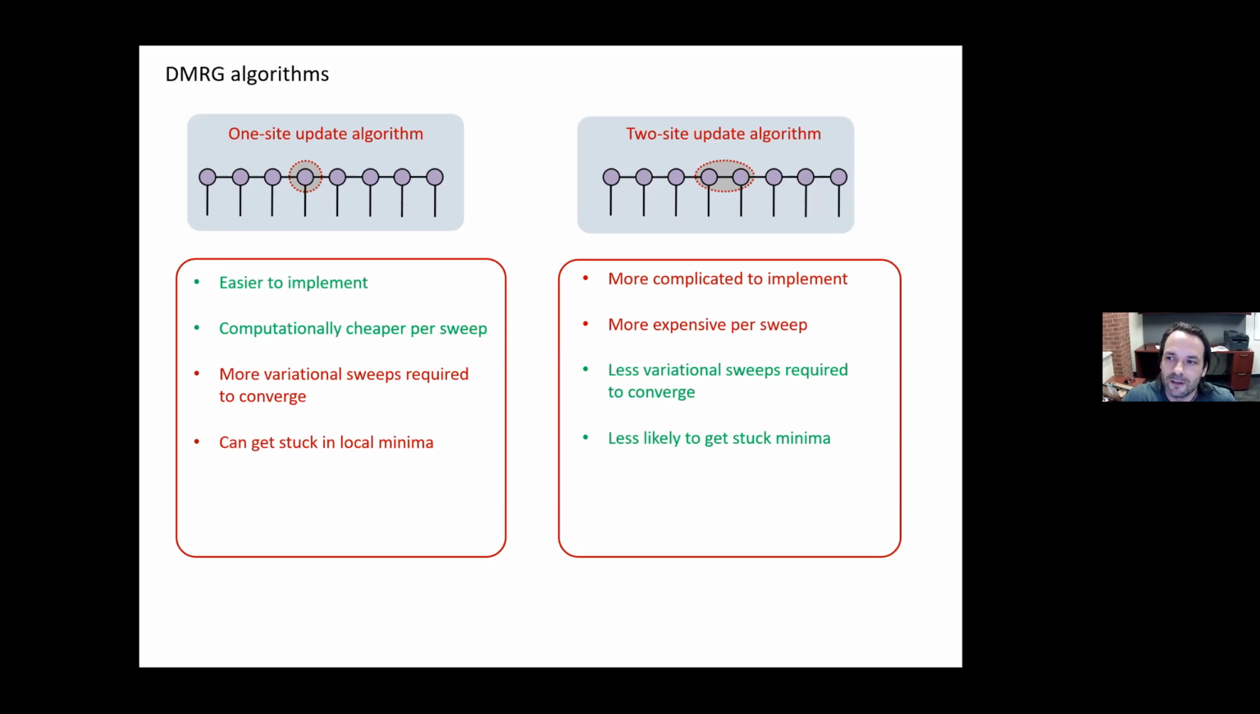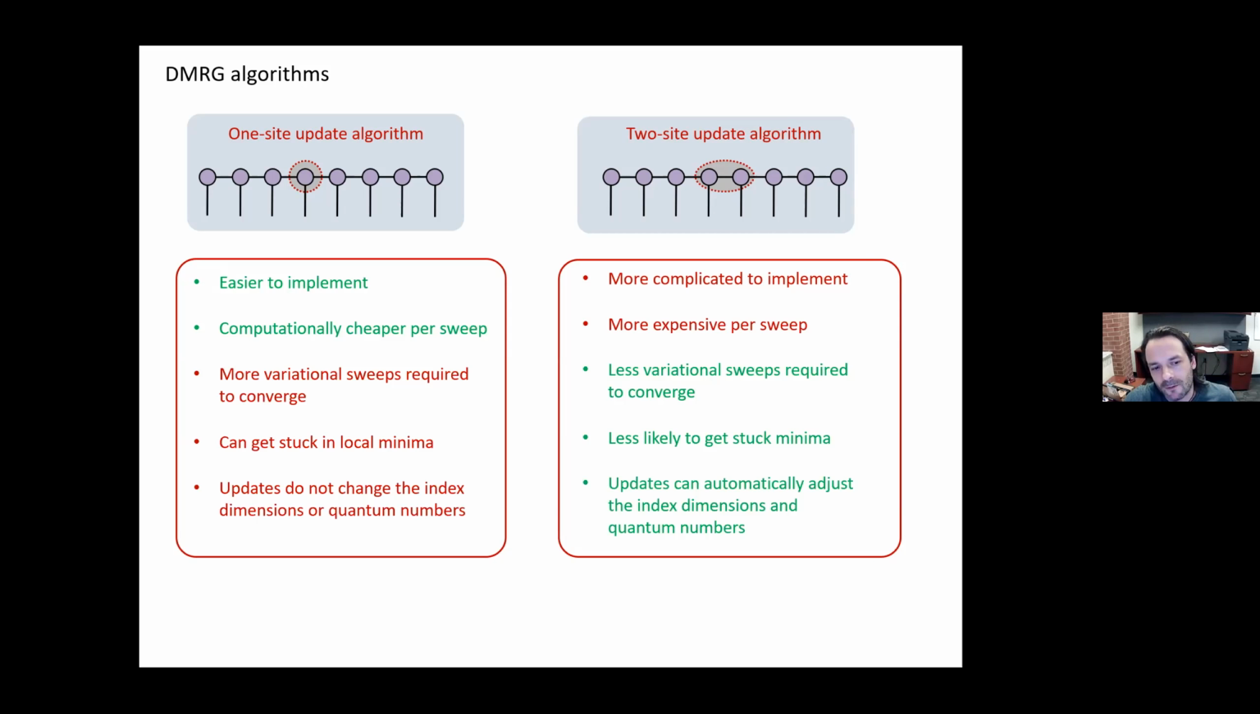Okay, so you can imagine it's sometimes a problem that you get stuck, you don't converge to the true minimum you're trying to find. And this is just more likely to happen with a one-site algorithm. There are many cases you can imagine where the one-site derivative would be zero, but the two-site derivative is non-zero.